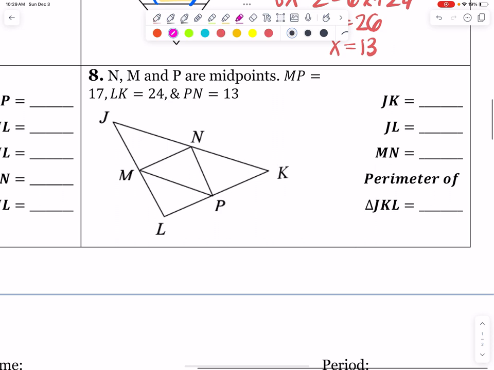Number 8 starts by telling me that these points are midpoints. And so because these are midpoints, sorry, that was my dog.